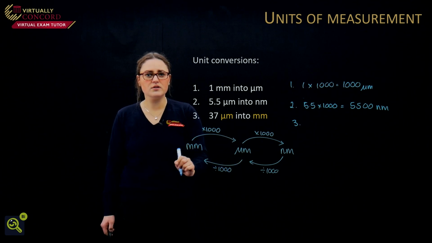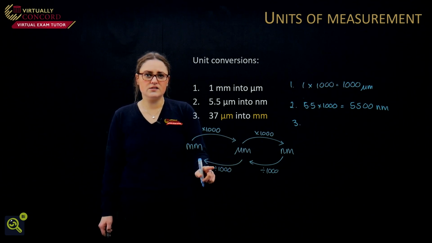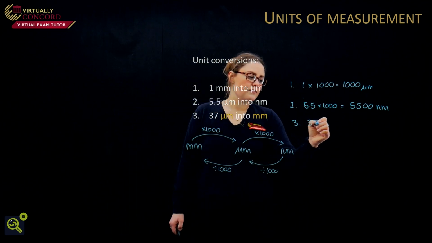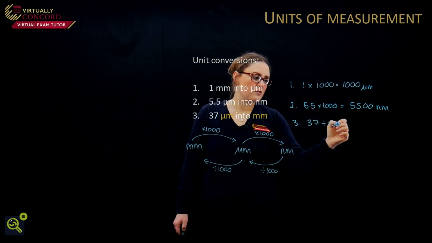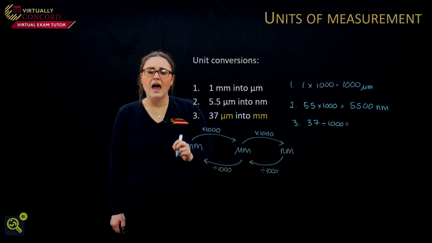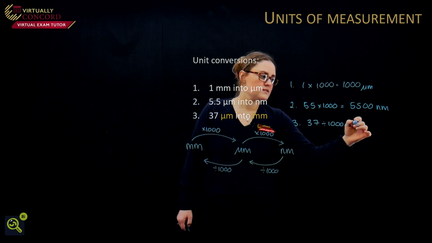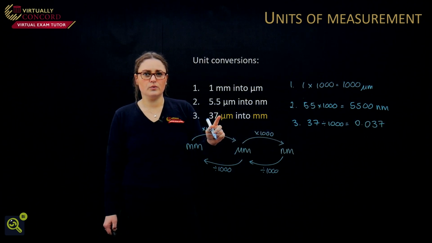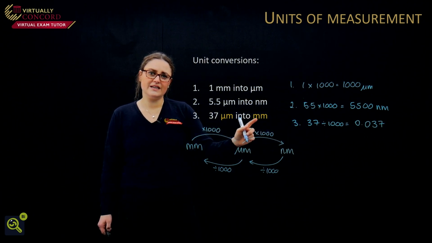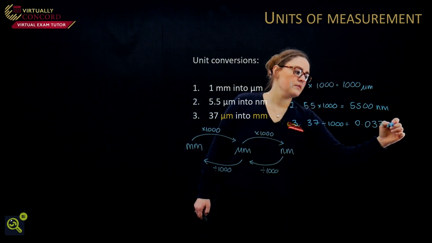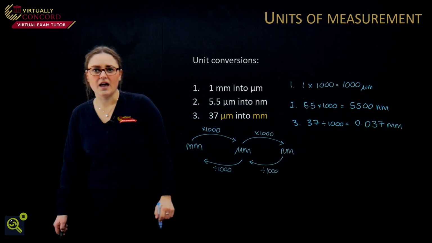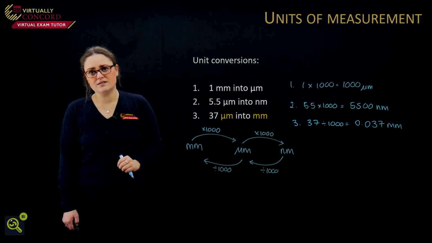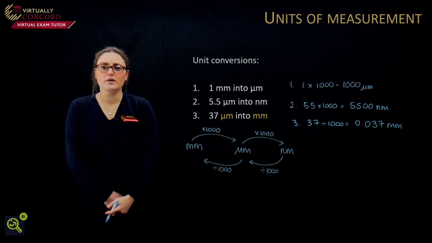So following this arrow at the bottom, micrometers to millimeters, this time we are dividing by 1,000. So 37 divided by 1,000 gives us 0.037. And remember, we need to make sure we know which units we are in. So micrometers into millimeters, we need millimeters on the end. If you don't put your units on the end of your answers, then it's unlikely that you will get full marks for the question.